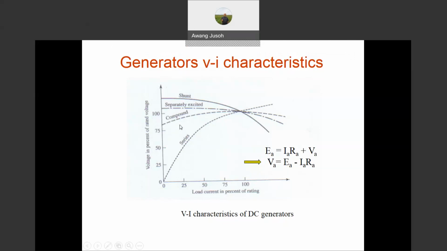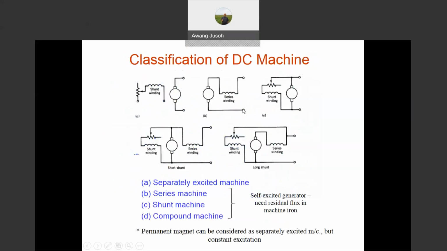And the other machine, series. In the series machine, you see here, the field current is equal to the armature current. That means the armature current supplies the flux to the machine, right? So when IF equals 0, there is no voltage induced. That means there is no flux in the machine. When you increase IF, IA also increases. Then the machine starts to develop voltage. I mean the flux is proportional to IA or IF here.